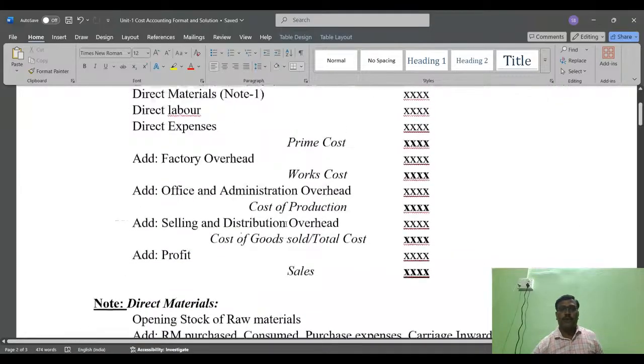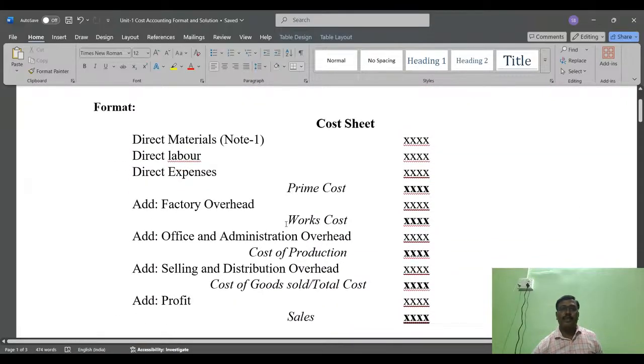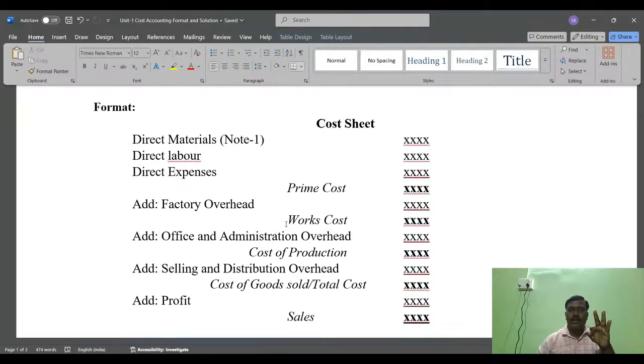Okay. So what is the format for the cost sheet? We have to take the direct material, direct labor, and direct expenses to be added. The answer will be prime cost. From that, we have to add factory overhead, office administration overhead, selling and distribution overhead. The total will be called total cost. From that, we have to add the profit. The final answer will be the sales.